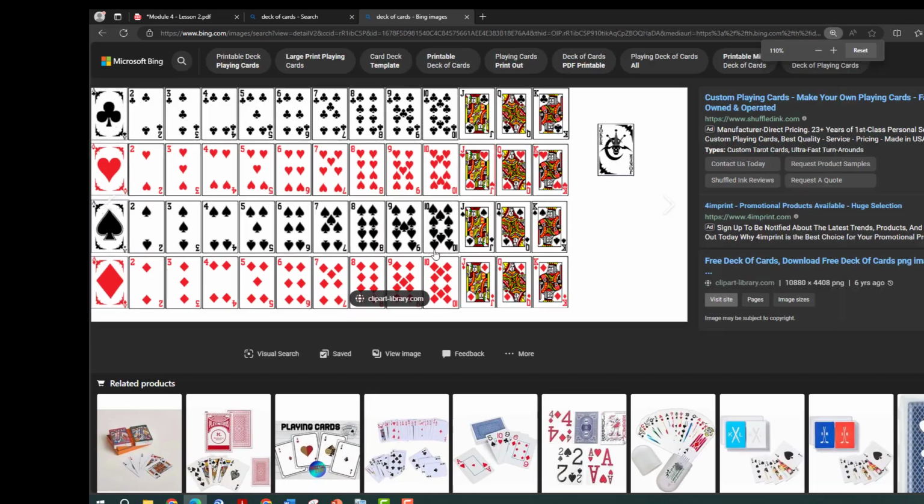Okay, so these are all of the cards in a deck of cards. As you can see, we have 4 different suits. We have clubs, hearts, spades, and diamonds. And then each suit has the same cards: ace, 2, 3, 4, 5, 6, 7, 8, 9, 10, and then we have jack, queen, and king.